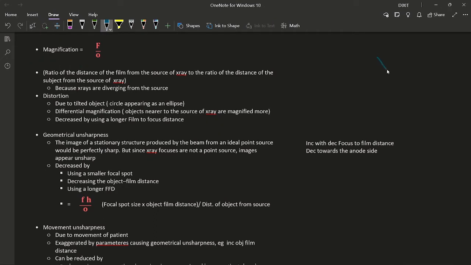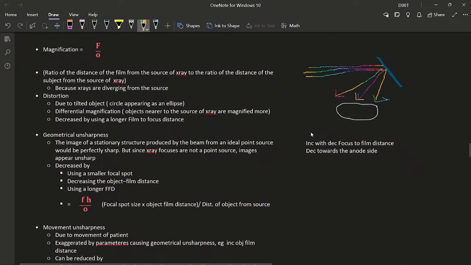Just to understand how that happens, suppose you have the anode here, the anode is angled, and from here X-rays are coming. So what happens is you have many X-rays which are coming here, and from here all of them deflect, and suppose they go in this pattern. And suppose you have an object that is here, and on the posterior side you have a film.